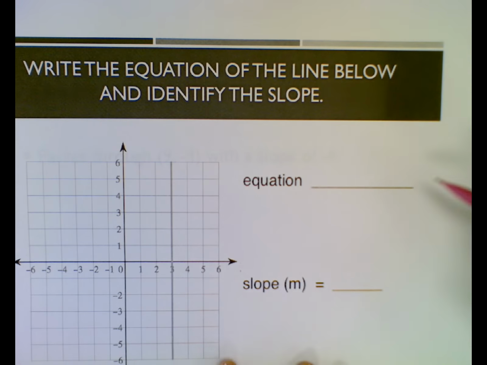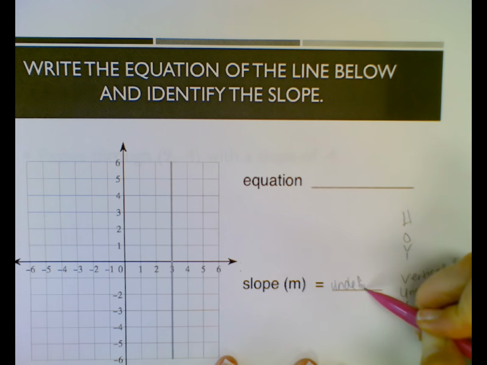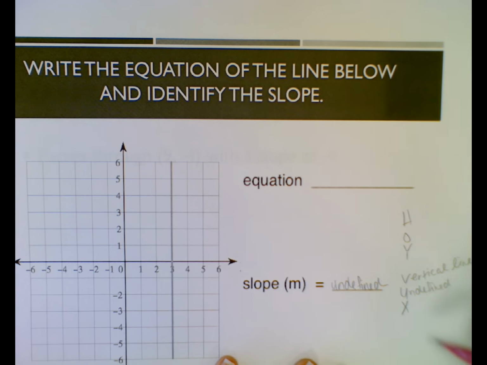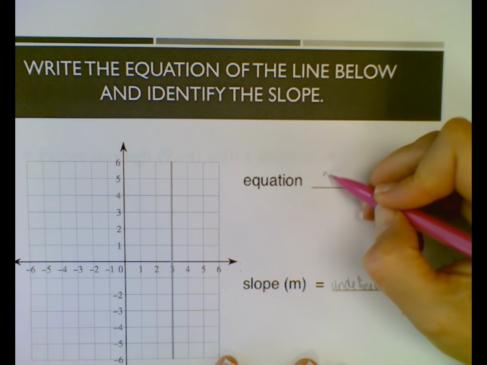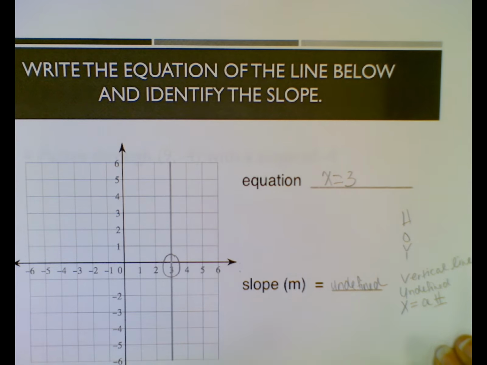Likewise with the vertical line, again, you should always think HOIVUX, but in my mind I'm thinking, well, that's a vertical line. So when I think vertical line, I know that's an undefined slope. So here my slope is undefined. And my equation for every vertical line is x equals a number. So it's going to be x equals some number. Well, that number is 3. It's passing through 3. X equals 3. Everywhere along that line, the value of x is 3.